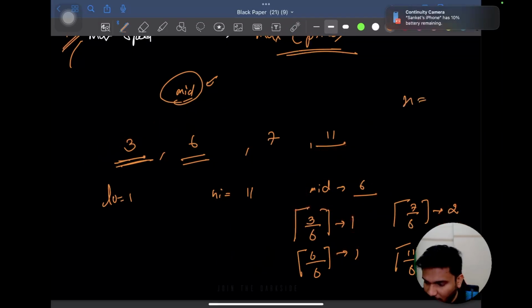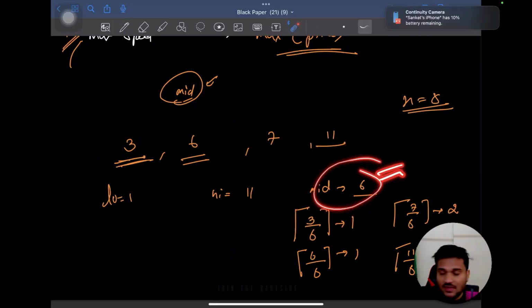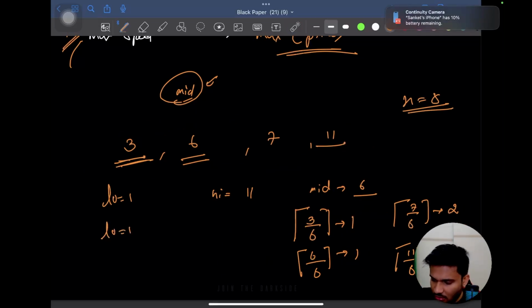And what is your time limit? 8 hours. That means this speed is good enough. Maybe this is our answer, or maybe we can reduce it. Maybe we can find an even lesser speed. So we'll say low is equal to 1, high is equal to 5. Let's calculate mid again. Mid is 5 plus 1 by 2, 3.